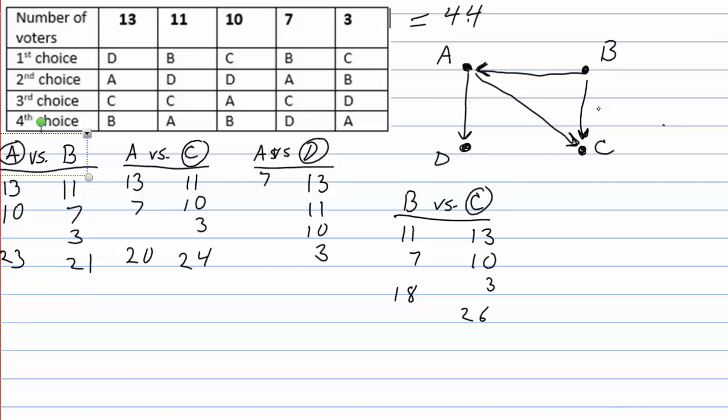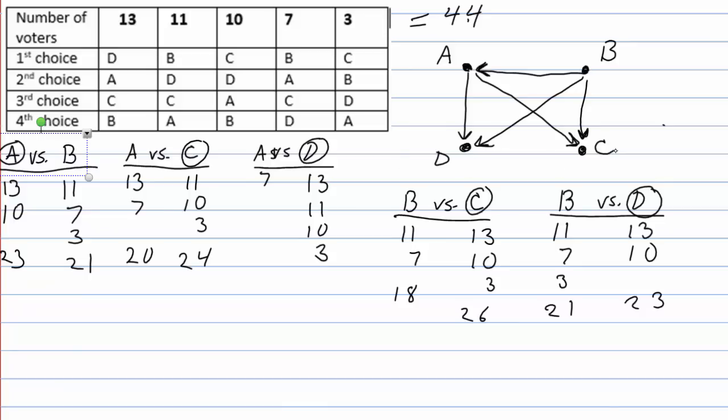And now we can look at B versus D. So in the first column, D is preferred over B, so D gets 13. In the second column, B is preferred, so B gets 11. In the third column, D is preferred, so it picks up 10. In the fourth column, B is preferred, so it picks up 7. And in the final column, B is again preferred with 3. And so in total, B has actually 21 votes, but D has 23 votes, so D still wins for the total number of people that prefer D to B. So then we would write an arrow from B to D.